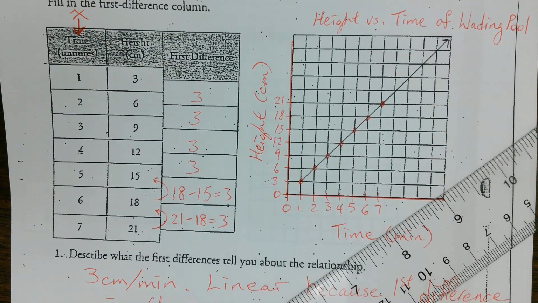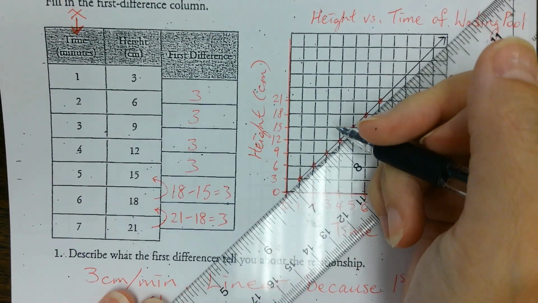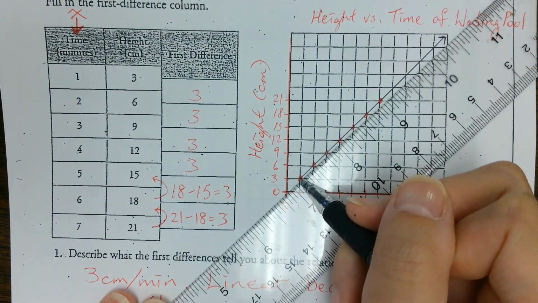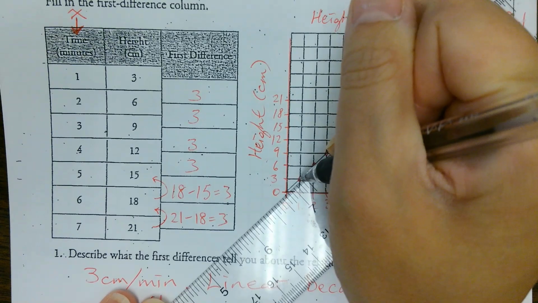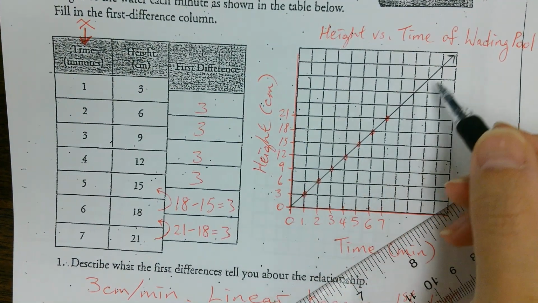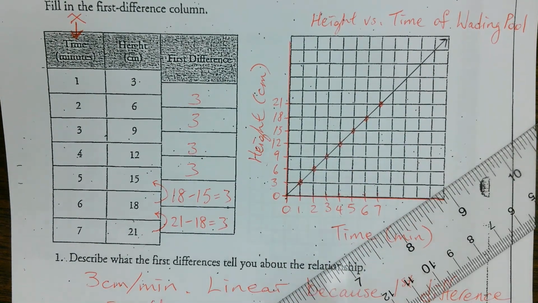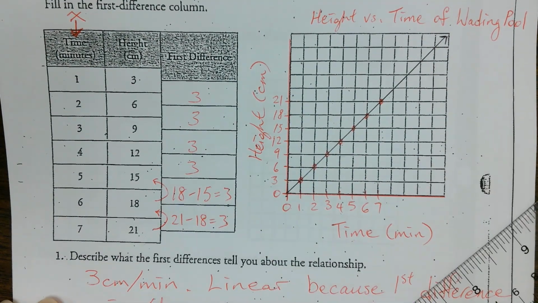Does the water level magically get to 3 centimeters? Magic holes. Okay, so no, it starts off at 0, 0. So don't just start it in midair. It actually starts from 0, 0 and goes up like this. Okay, so extend your graph to how it should.